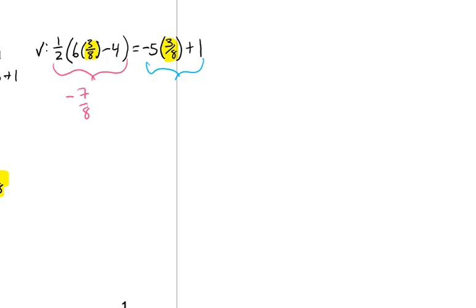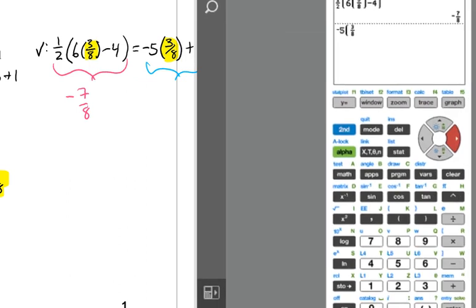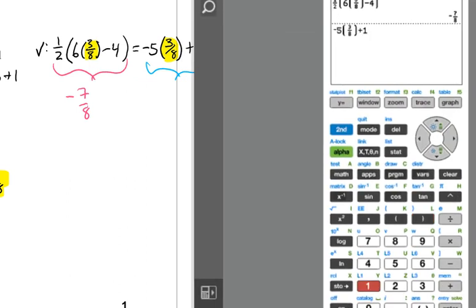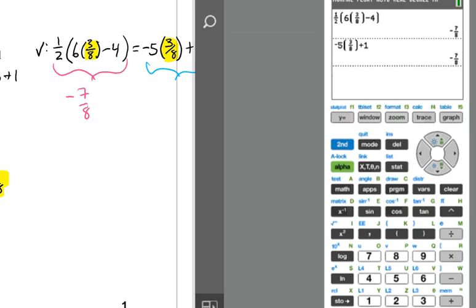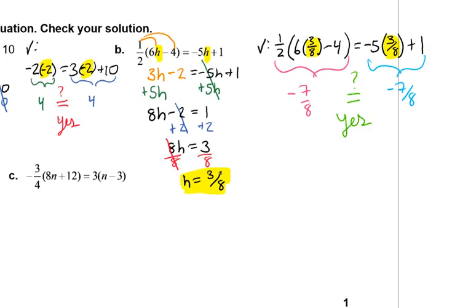And now we want to plug in our other side. So -5 times our 3/8, and then remember it was a +1. So close the parenthesis and put +1, and we get -7/8. Perfect. Then we ask ourselves, do these equal each other? And the answer is yes. And so that tells us that h equals 3/8 is the correct answer.